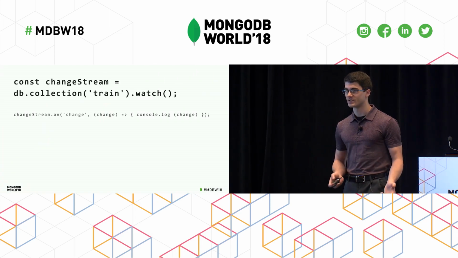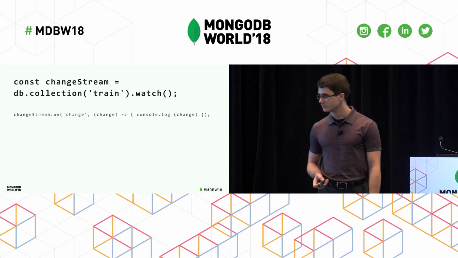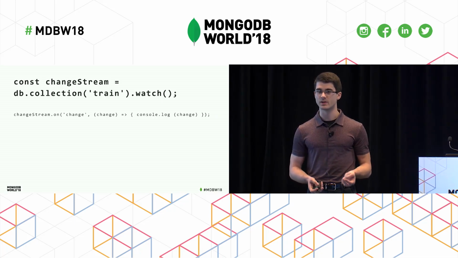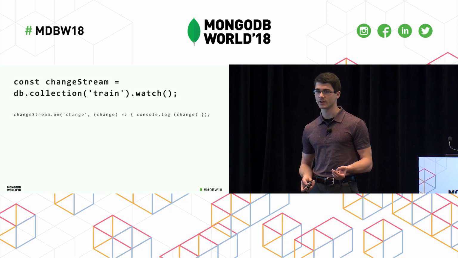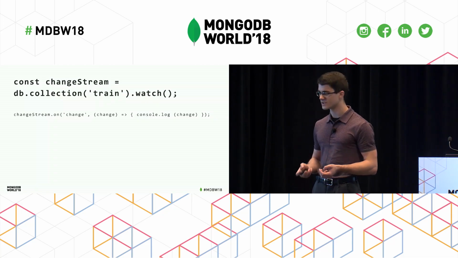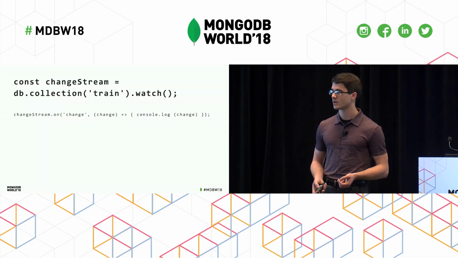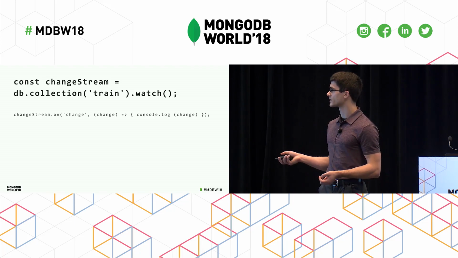So let's actually get into the main topic of this talk. Here's what it looks like to create a change stream in the Node driver. It's only 2 lines of code. The first line uses the train collection, calling the watch function, which establishes a change stream. Since this is Node, it's callback based. We can say on a change, call this function.